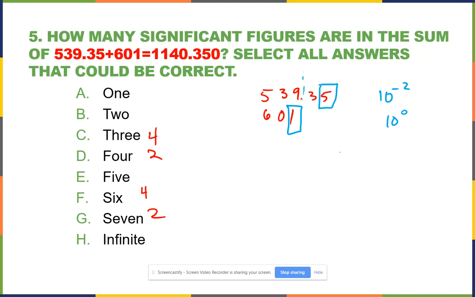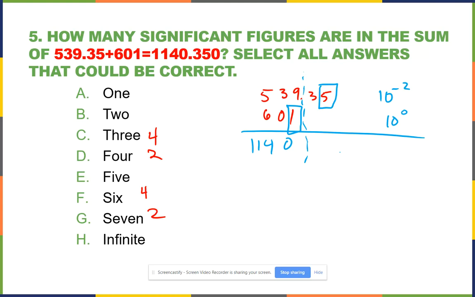So I just draw a dashed line here, and my answer is going to be cut off there. And you round. You don't just truncate. If it's 1140.9, you don't say it's 1140. You'd say it rounds to 1141.